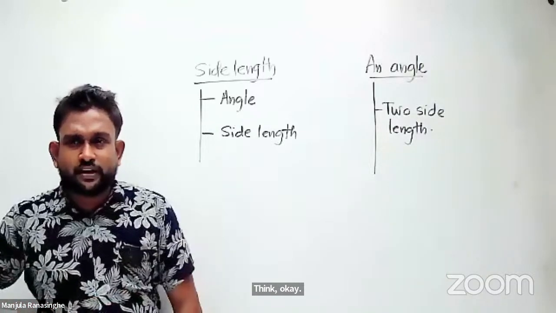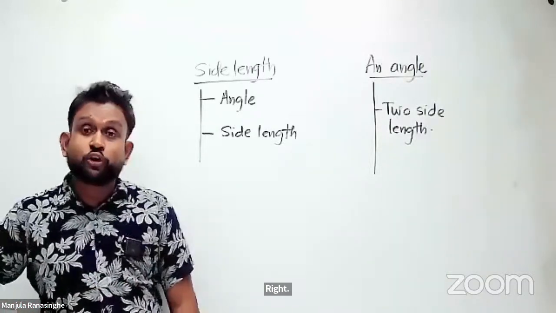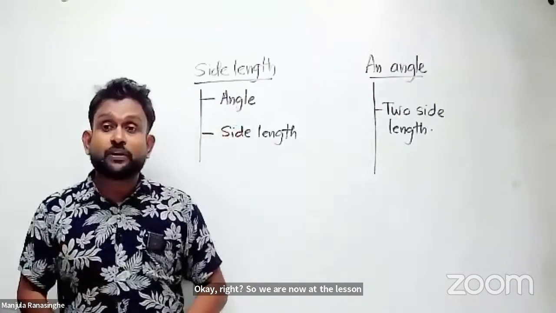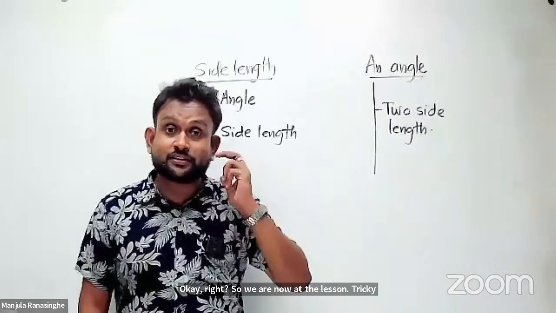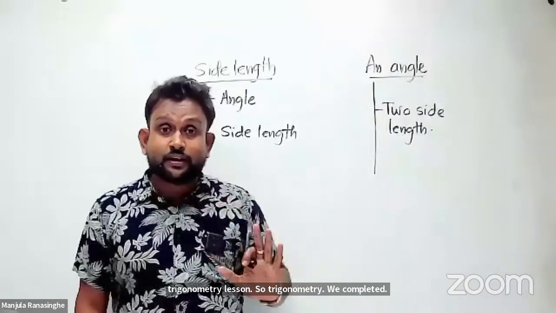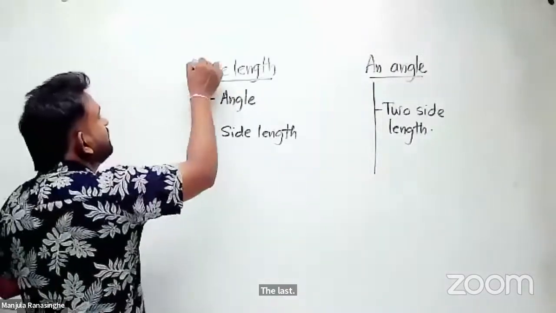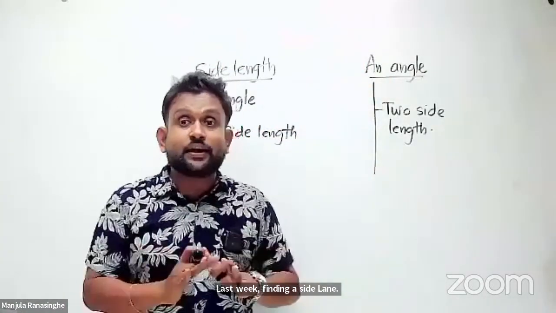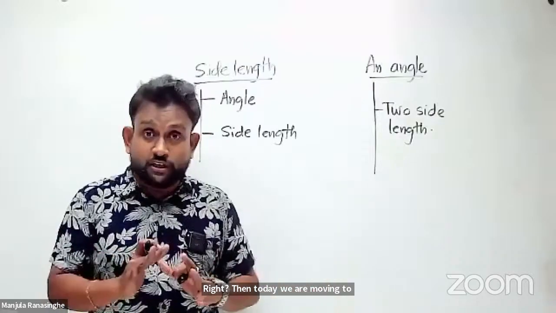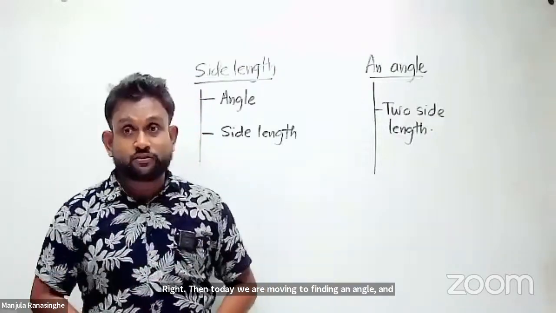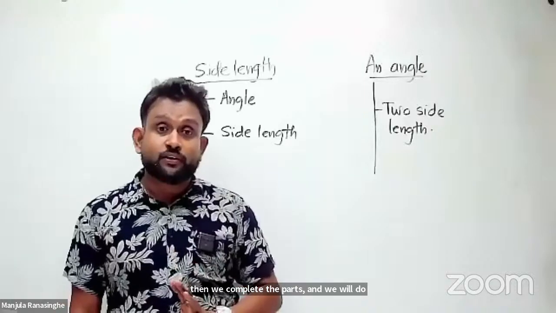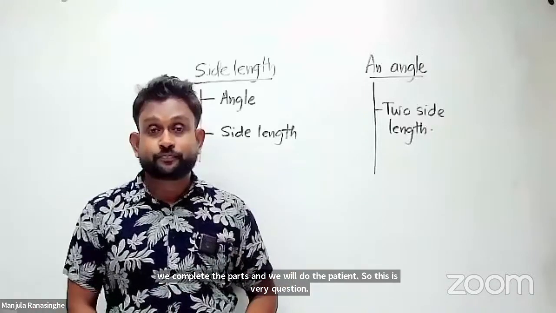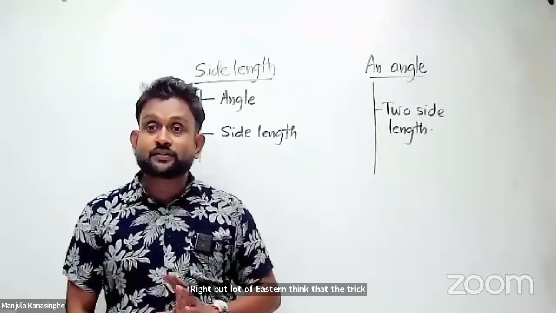Now we are at the trigonometry lesson. We completed finding a side length last week. Today we are moving to finding an angle, and then we complete the theory parts and do the equations. This is a very easy topic, but a lot of students think that the trick is difficult. Learn it in this concluding manner.